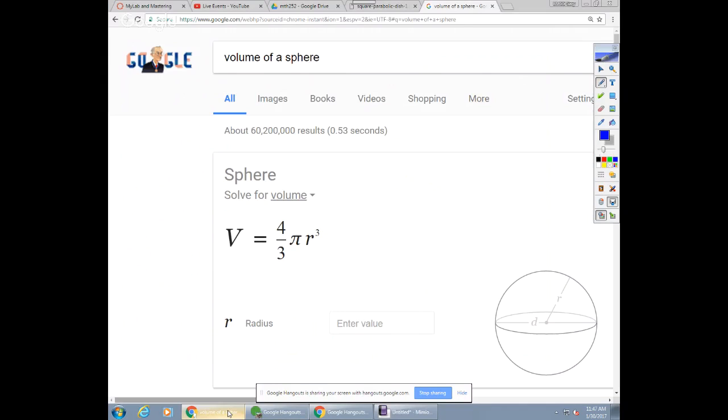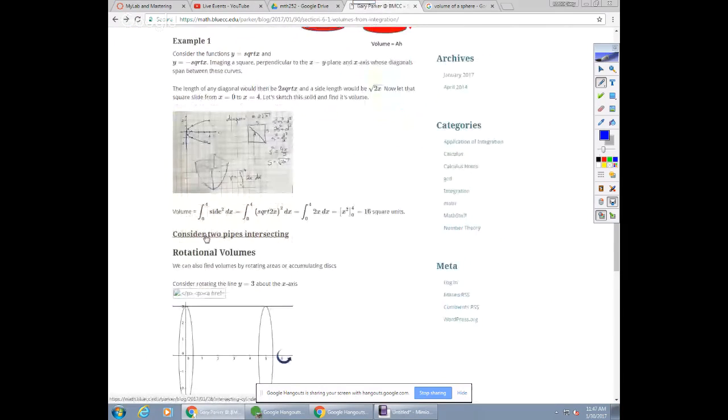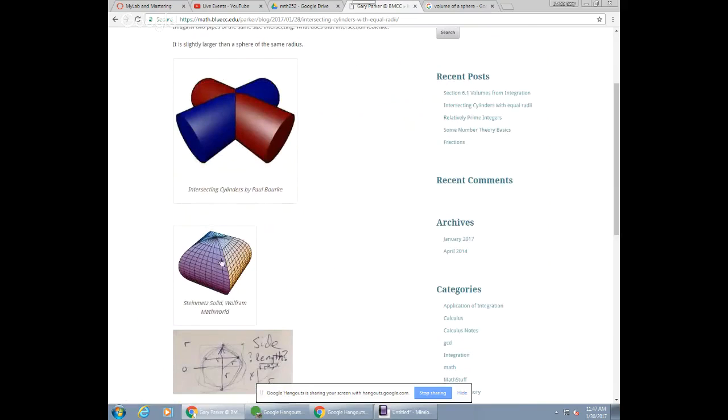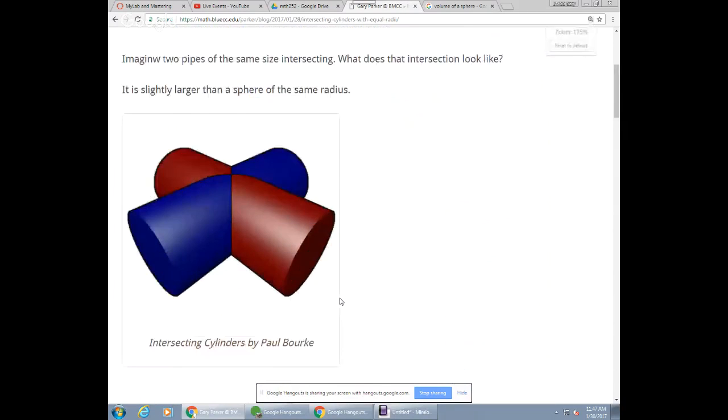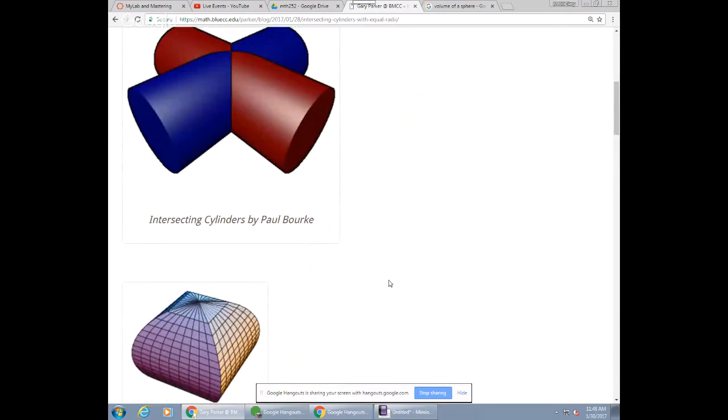So, where did I put that? Here. Consider two pipes intersecting. All right, so here's the two pipes intersecting at an angle. And you can see that point we were talking about, that kind of curved pyramid. And here's an actual rendering of the 3D object, what it's going to look like right there. And let me blow that up a little more. Yeah, so that's kind of what it looks like.